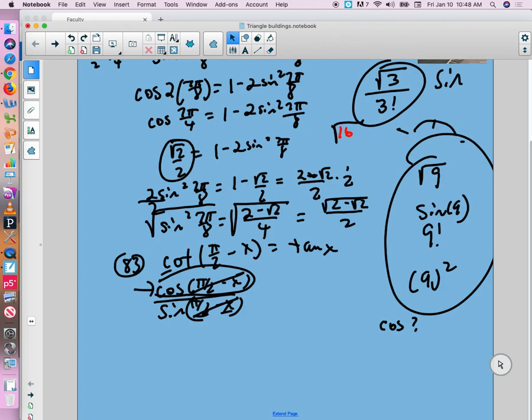Y'all, Nicole brings up a great question about what you're able to cancel and what you're not. Some of the calculus teachers are still fighting about what you're able to cancel and what you're not able to cancel. For instance, look at this.